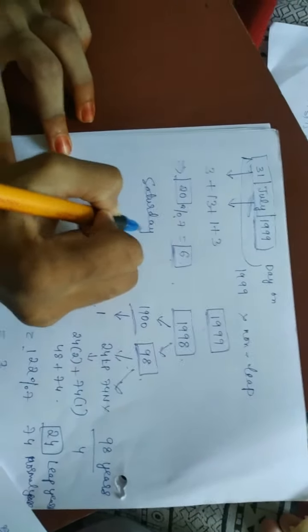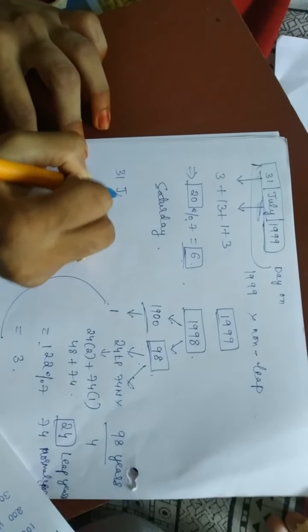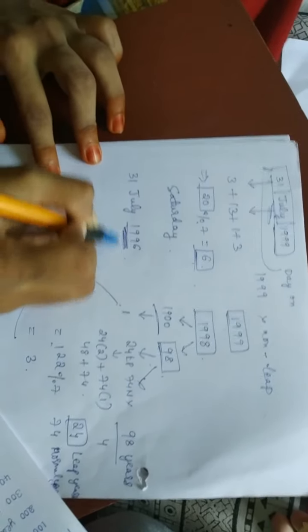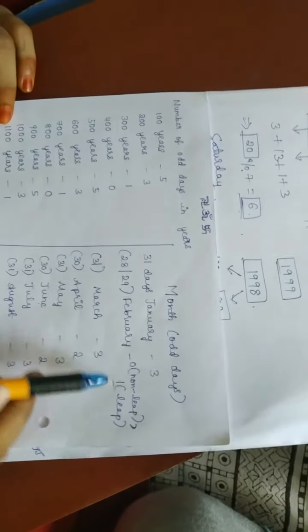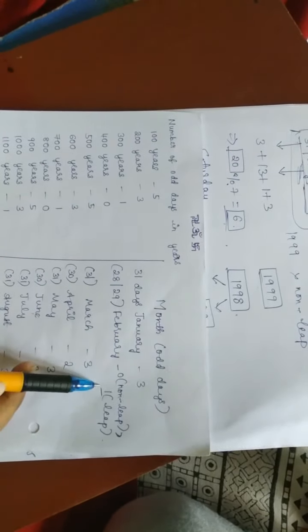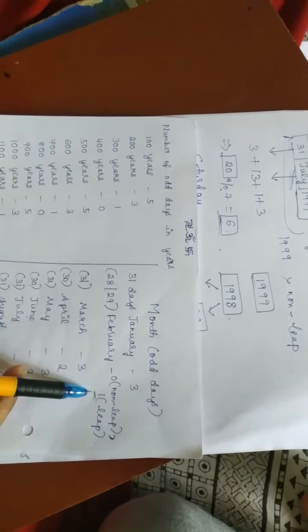So look how easy it was. If you were given something like 31st July 1996, then since 1996 is a leap year, you have to just consider the 1 here, because for the month of February in a leap year, we have 29 days, right? So 1 should be considered there.